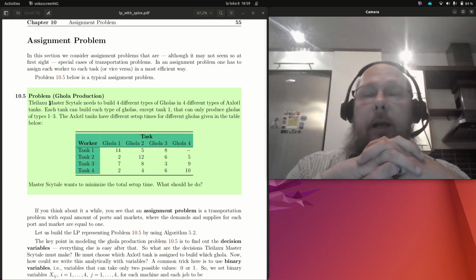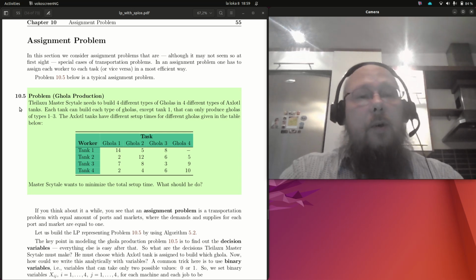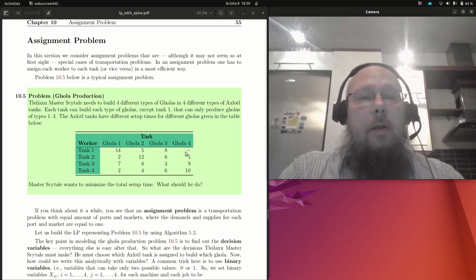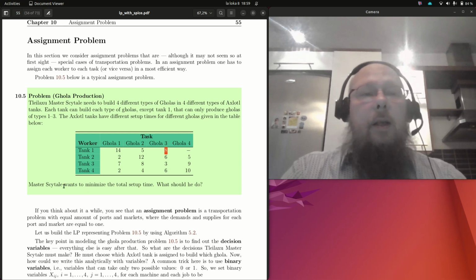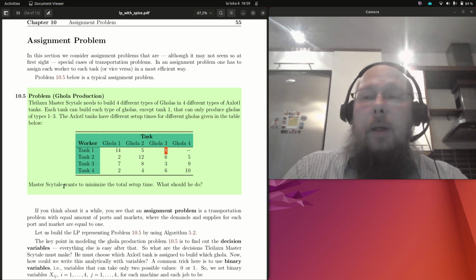Each axolotl tank has a different setup time for different Golas, and the setup times are given in a table like this. The minus sign means that tank 1 cannot produce Gola 4, and this 8, for example, means that if we assign tank 1 to produce Gola 3, it will take 8 units, say minutes, to set up. The master Skytail wants to minimize the total setup time, and the question is what should master Skytail do?